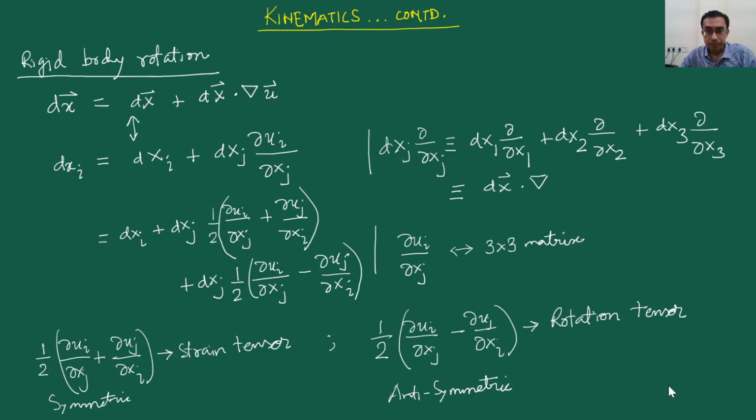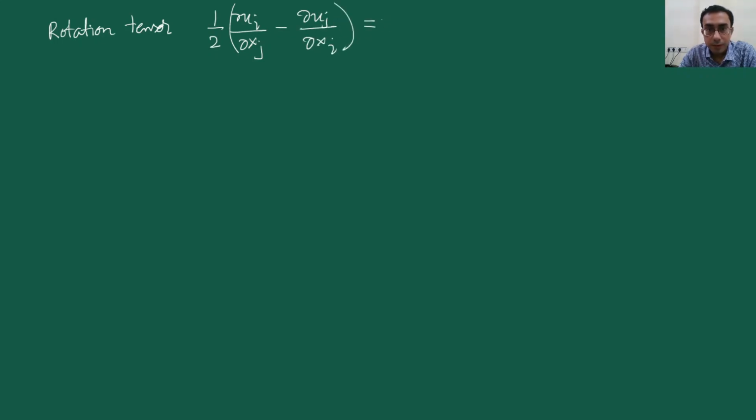Now we go to the next slide and we note down that this rotation tensor, usually it is denoted by the capital Greek letter omega. So this is the capital omega symbol.